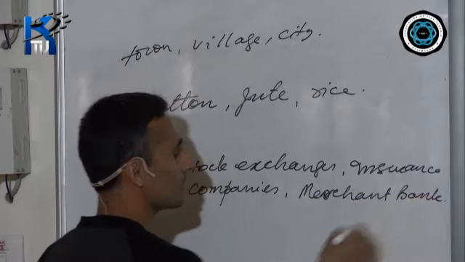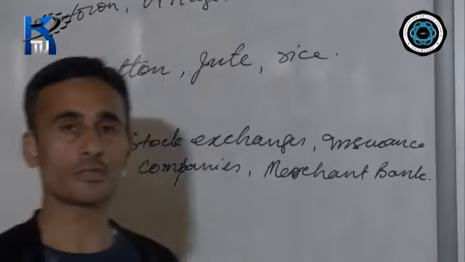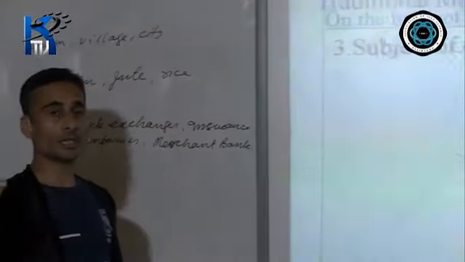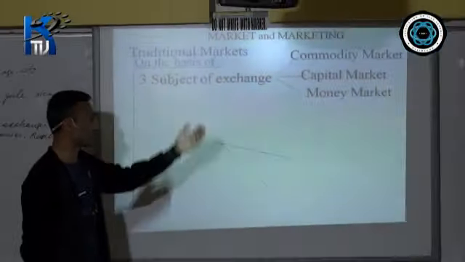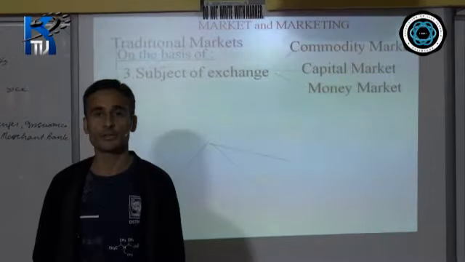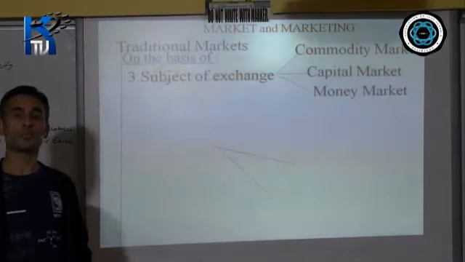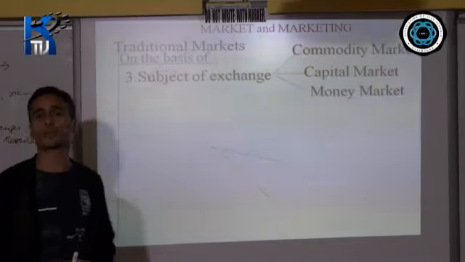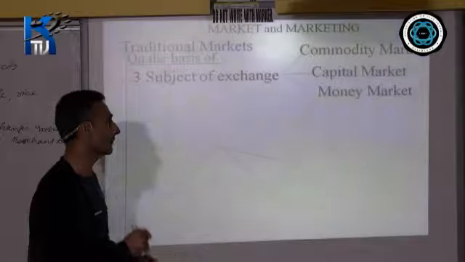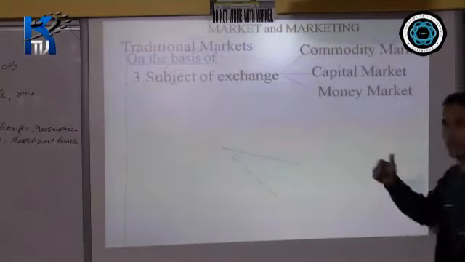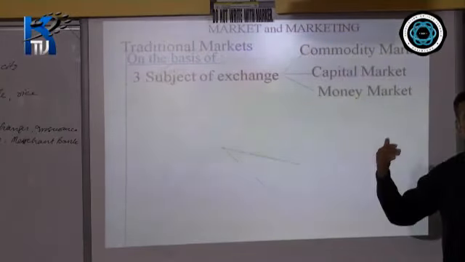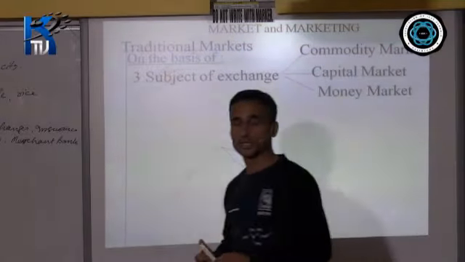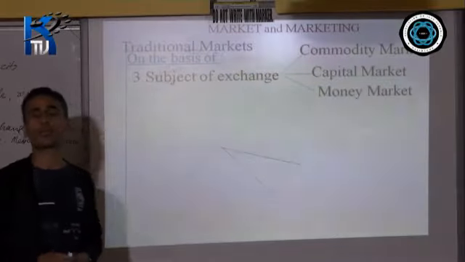These are the institutions which provide long-term capital to the business house. Then you have another kind of market on the basis of subject of exchange, that is money market. Money market provides short-term capital to the business house or to the individual. Mind it here. The capital market will provide long-term capital to the business house, whereas the money market will provide short-term capital to the business house or to the individual.